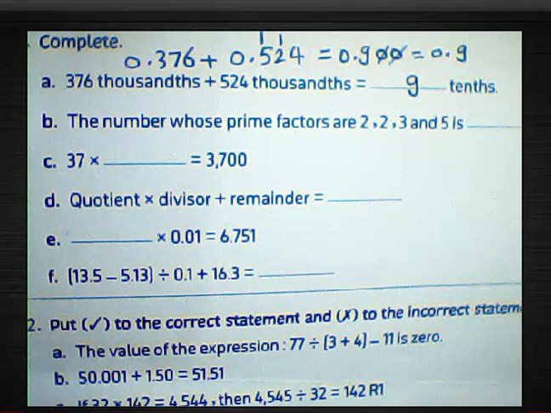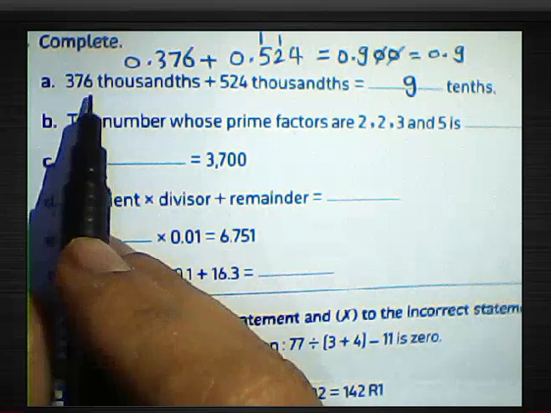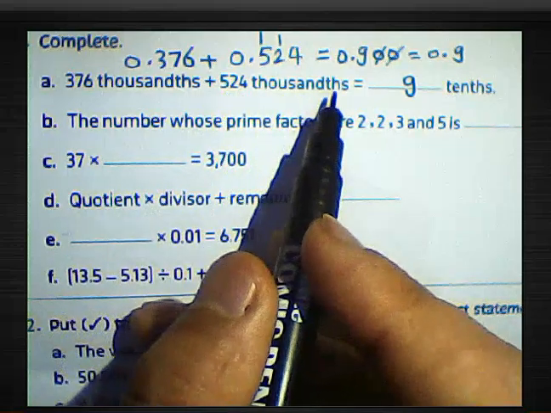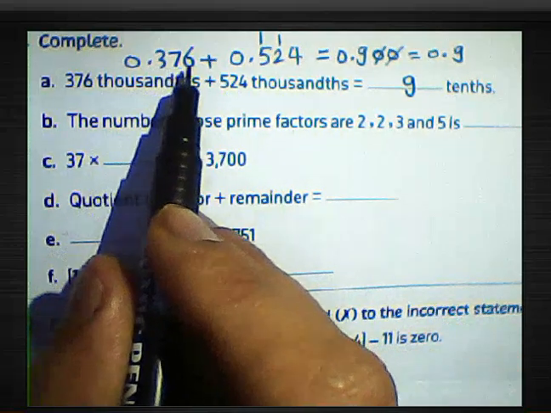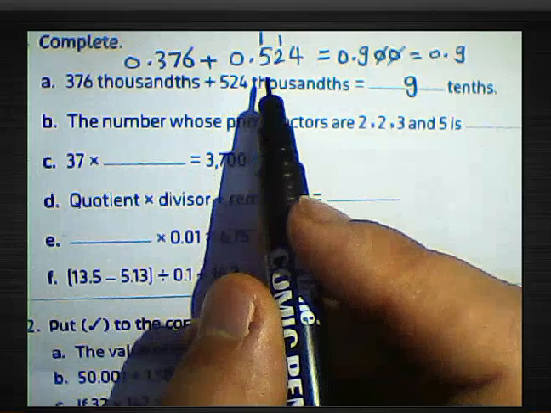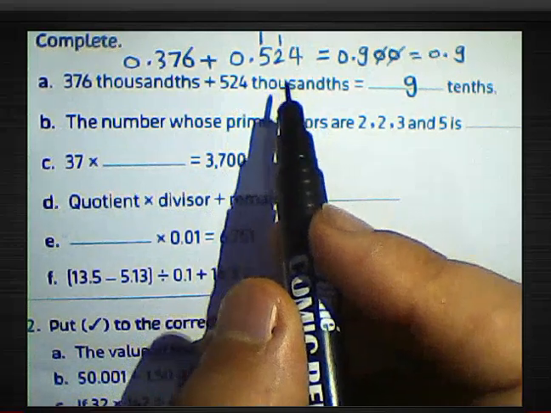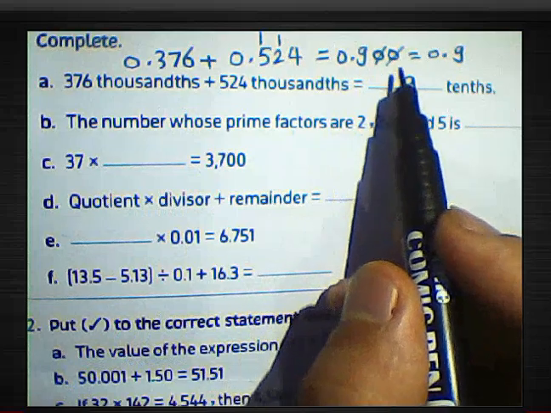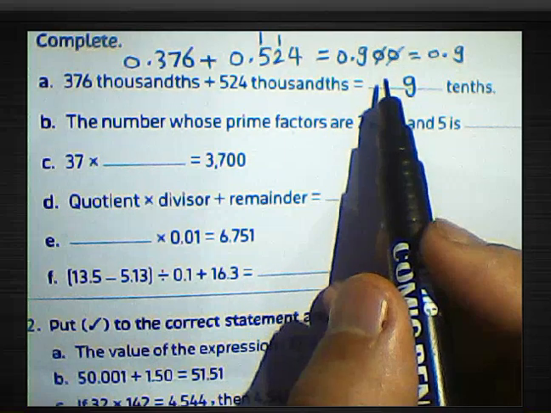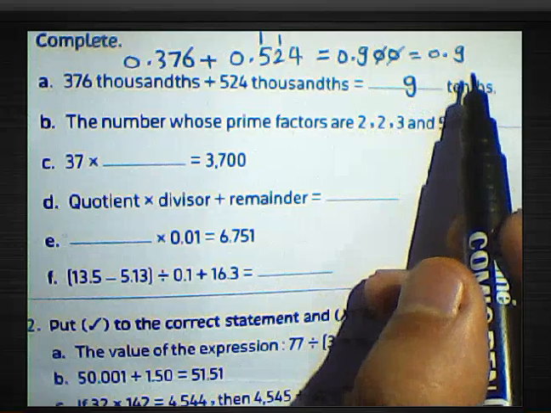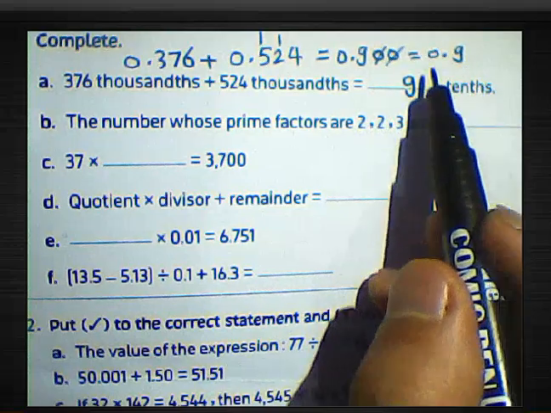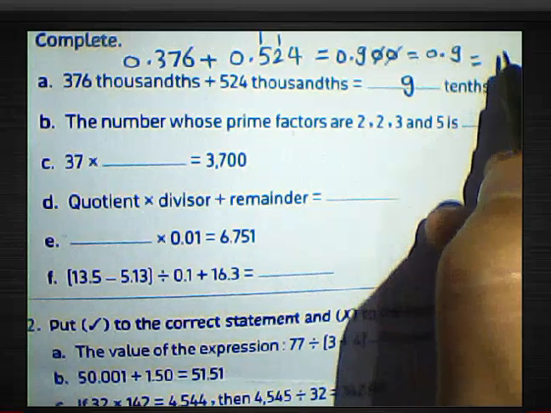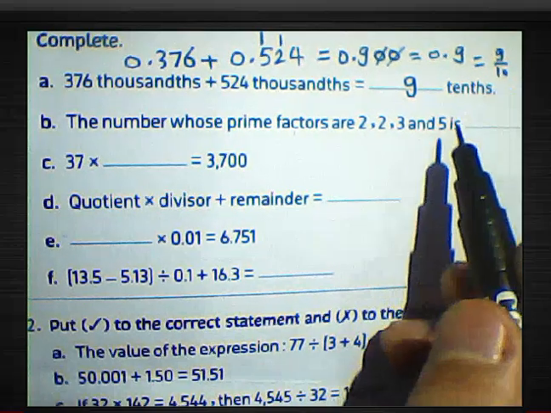Okay or not? Again, 376 thousandths plus 524 thousandths means 0.376 plus 0.524, and the result will be 0.900. We can cancel the 00 here to find the result in the simplest form. Then the result will be 9/10.